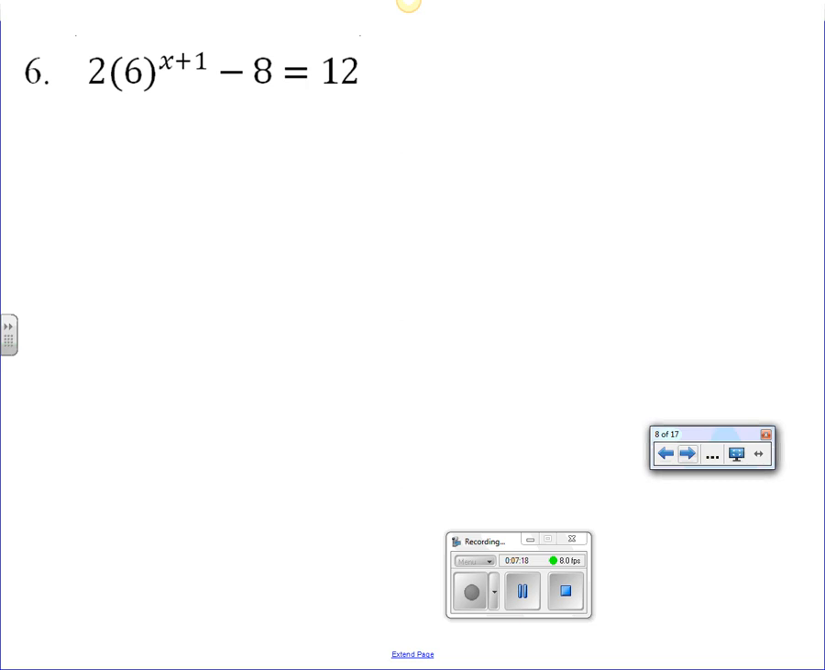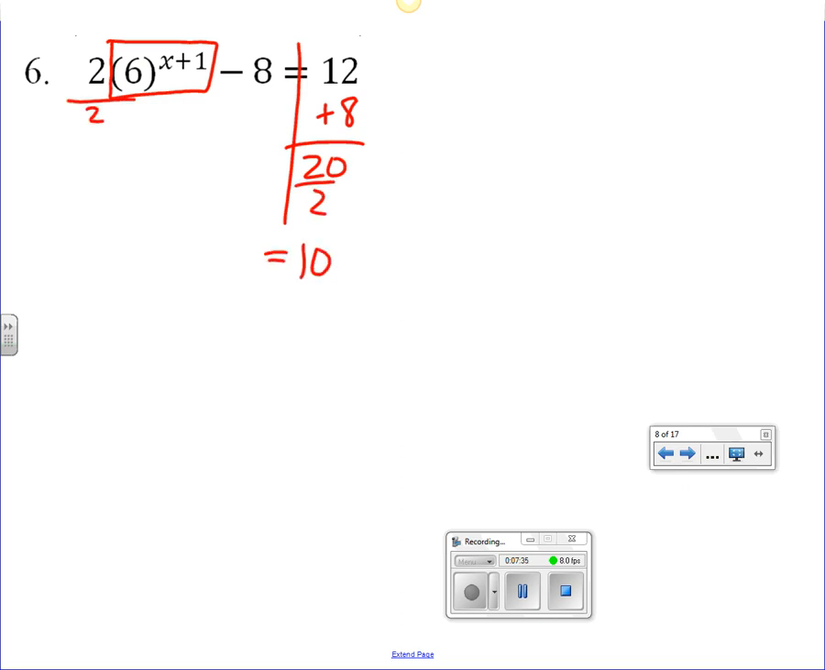All right, 2 times 6 to the x plus 1 minus 8 equals 12. So the first thing you have to do is get this by itself. So to do that, we're going to add 8, which gives you 20, and then divide by 2, which gives you 10. So then you're left with 6 to the x plus 1 equals 10.